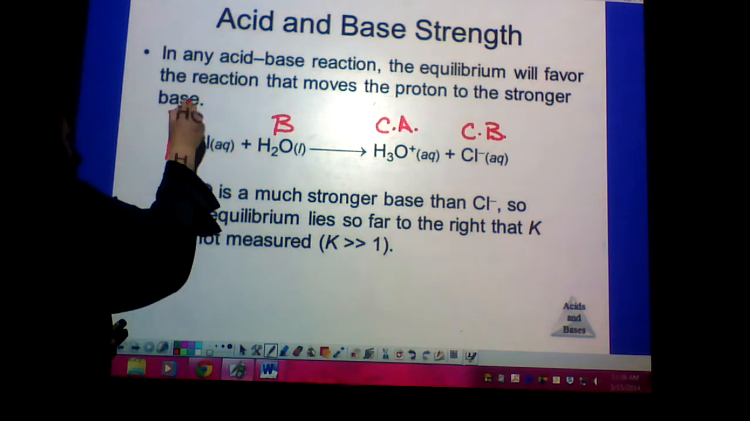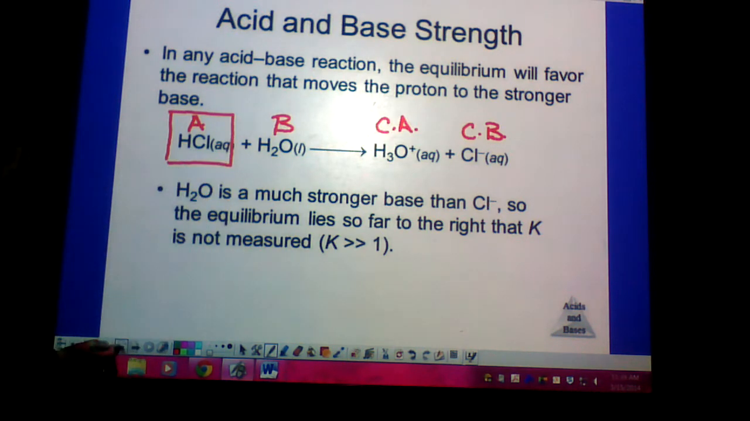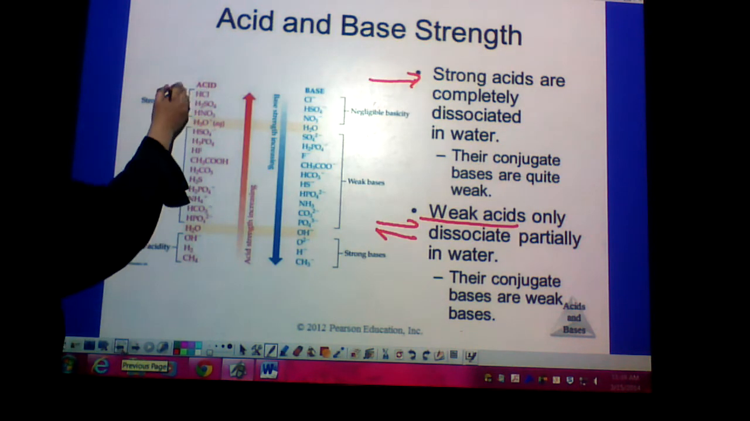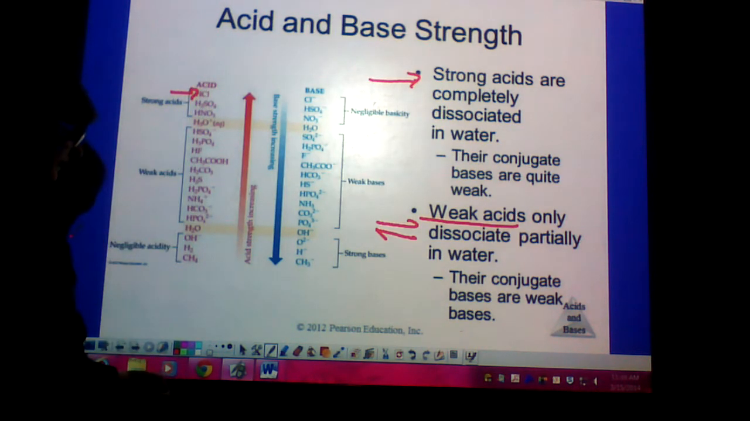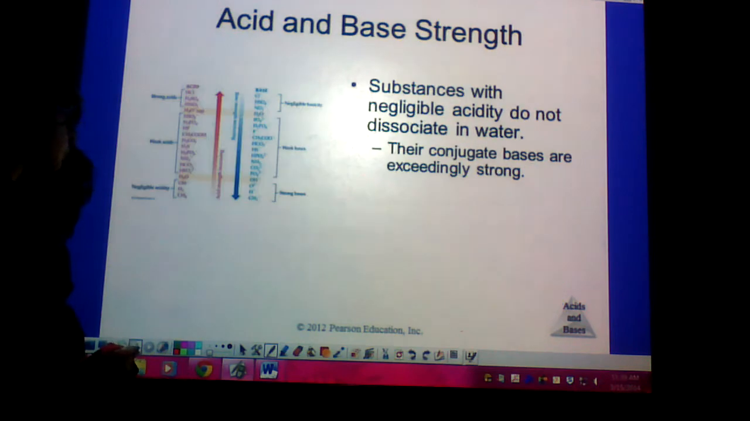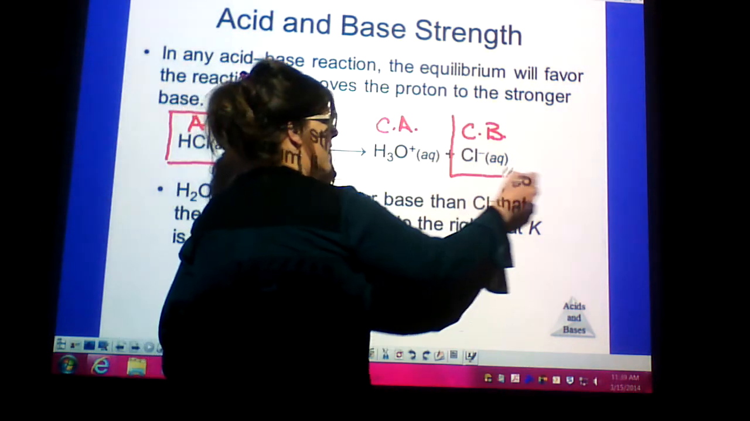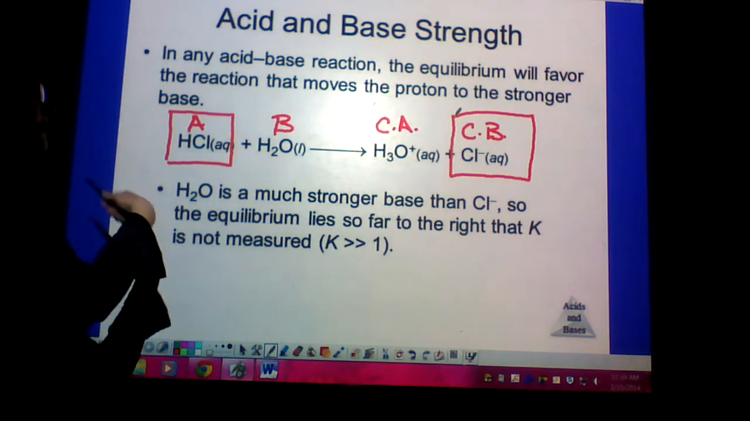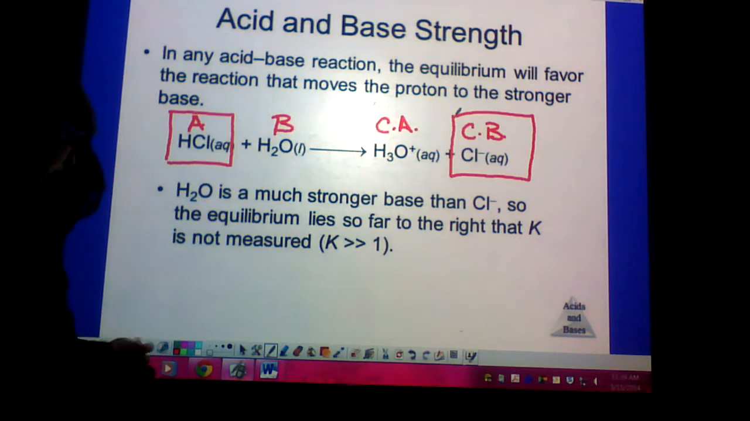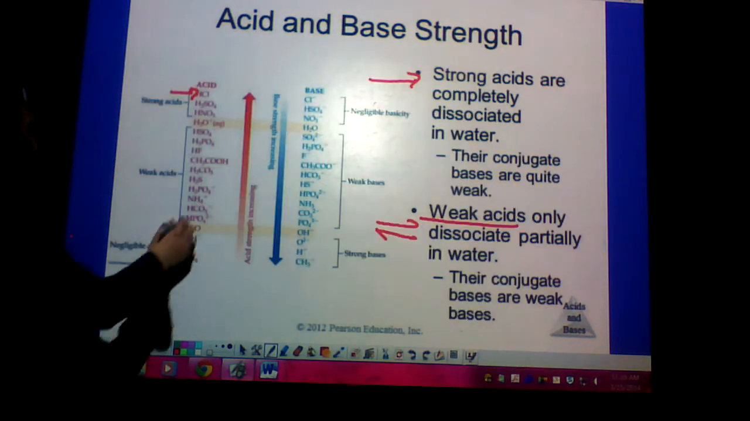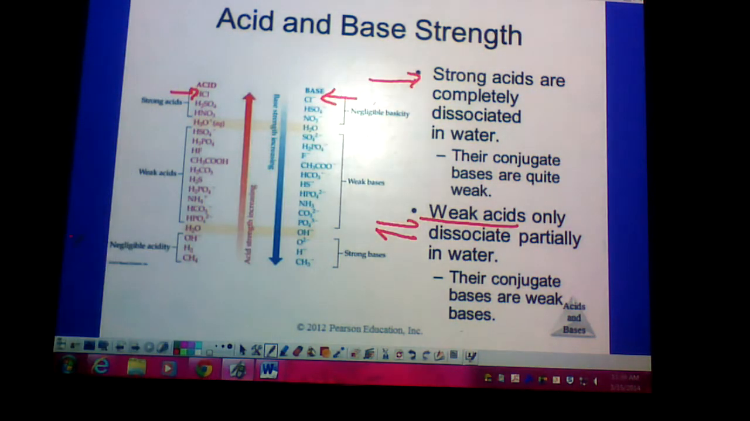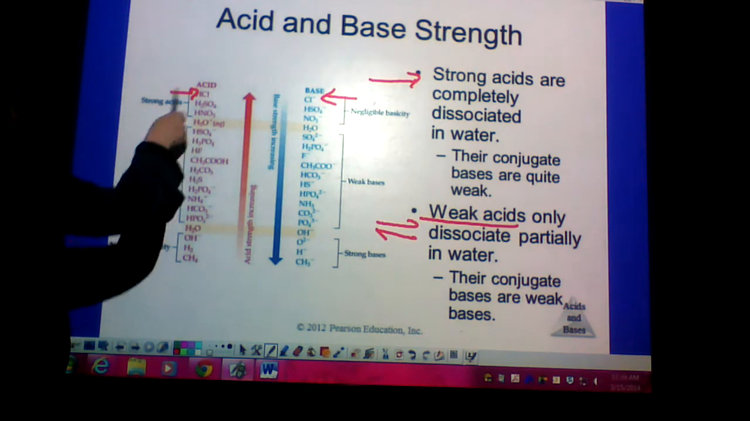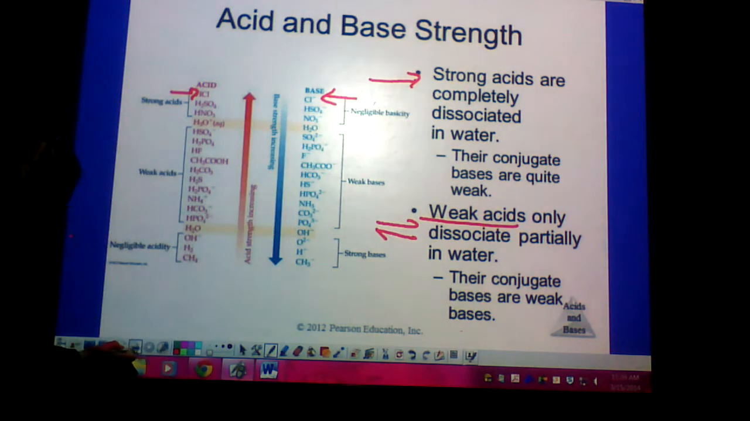So here's my strong acid, HCl. If we go back and look at that chart, HCl is one of the strongest acids. The conjugate base that I made was Cl minus. According to what we just said, a strong acid should make a very, very weak conjugate base. And does it do that? Yes, it does. Cl minus. So a strong acid makes a very weak conjugate base.